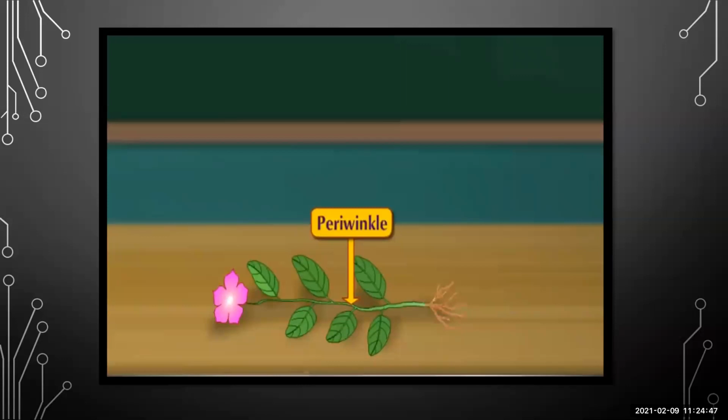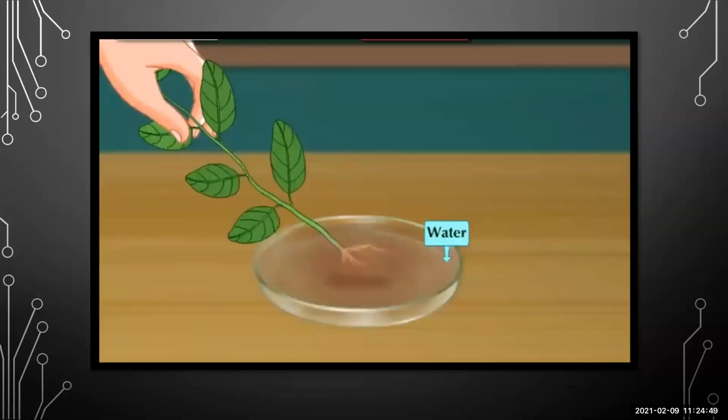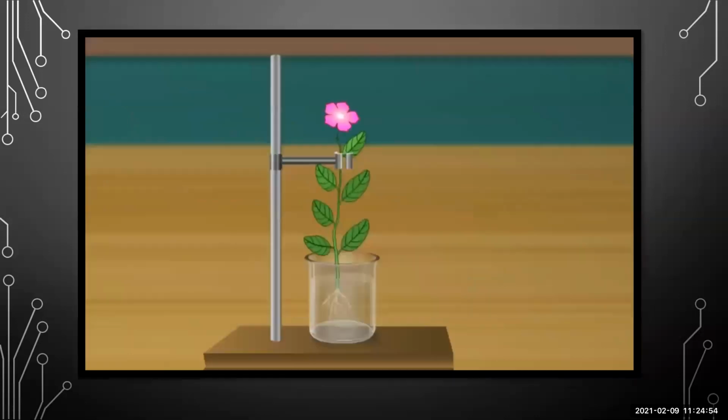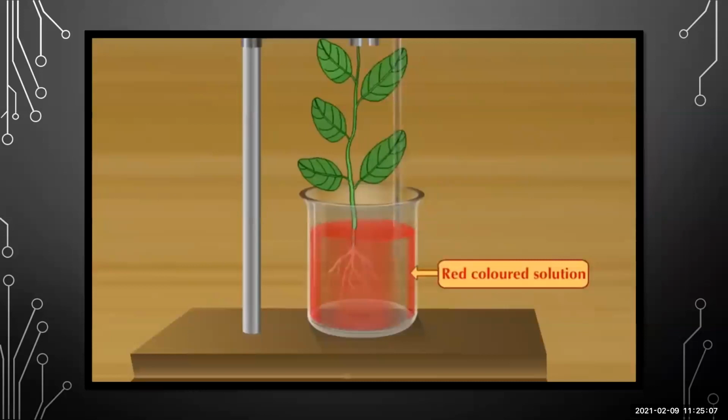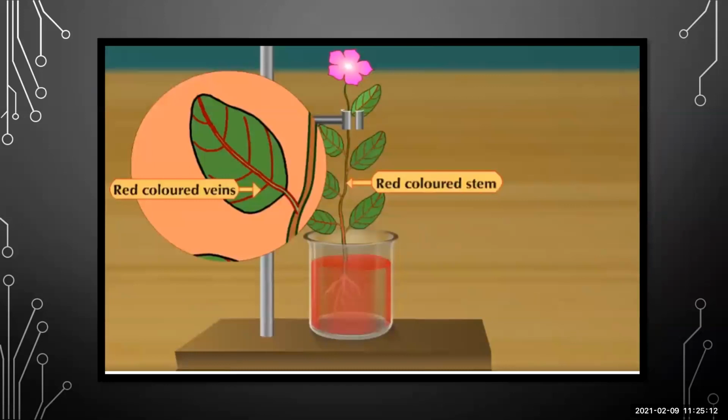Here we have taken a small plant of the periwinkle, and the roots have been washed with water. With the help of the clamp it has been attached to the holder and dipped in the beaker containing water. A few drops of safranin or eosin red color dye have been mixed in, then it is stirred with the stirrer so that the water turns red in color. After 2 to 3 hours, we can observe that the water travels in the upward direction so that it will stain the red veins and the stem of the plant, so that the leaf and the stem will appear red in color.